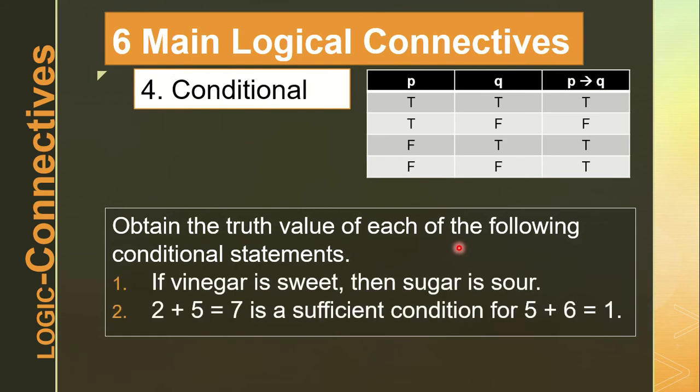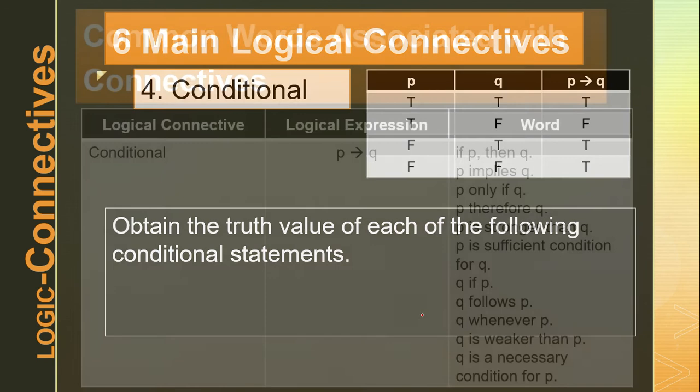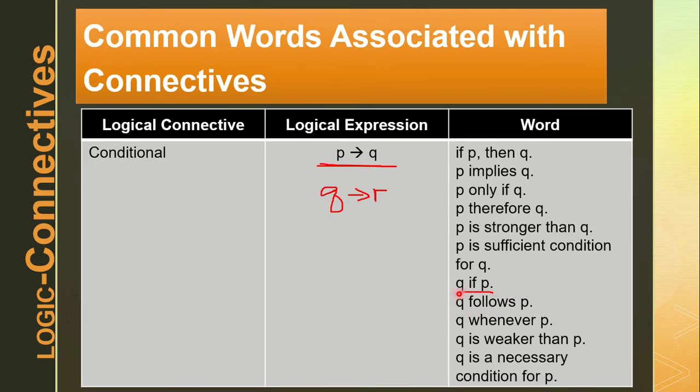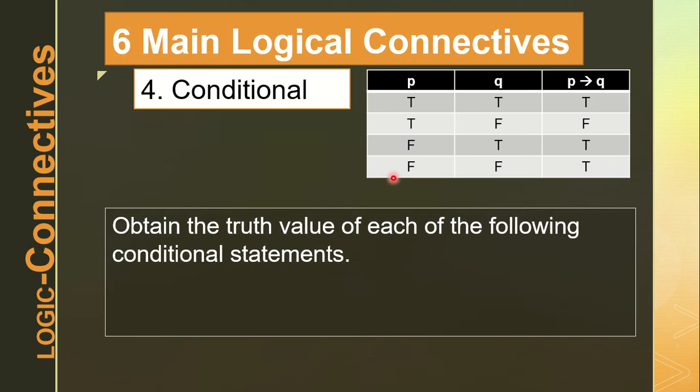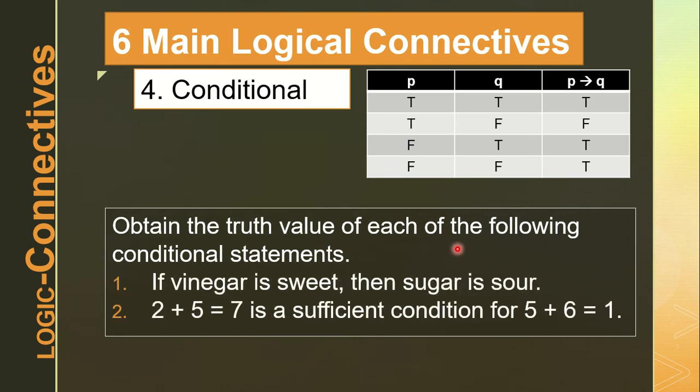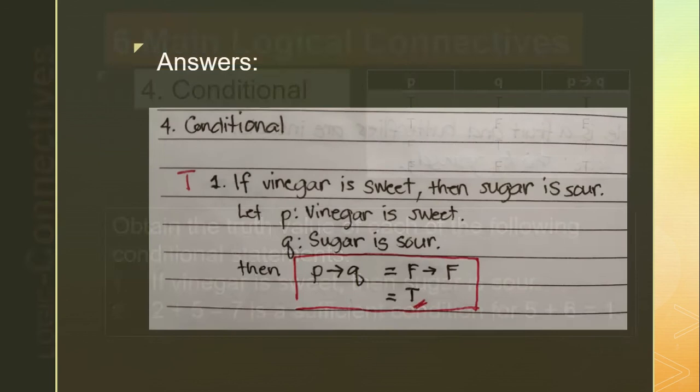Okay, some examples. If vinegar is sweet and sugar is sour, then 2 plus 5 is 7 is a sufficient condition for 5 plus 6 is equal to 1. Now you have to take note of the statements. Where is the sufficient condition? So it's not a necessary condition. So the answer for number 1 is true.